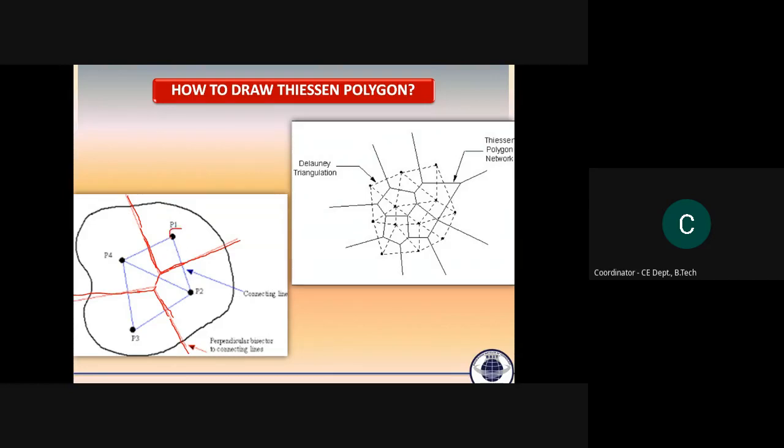So for point number 1, our polygon is this one. It is the area between the perpendicular bisectors and the boundary line. Same way for P2, this is your polygon area, A2. For P3, this is that area, A3. And for P4, this is the area, A4. So in that manner, we can draw our polygons.